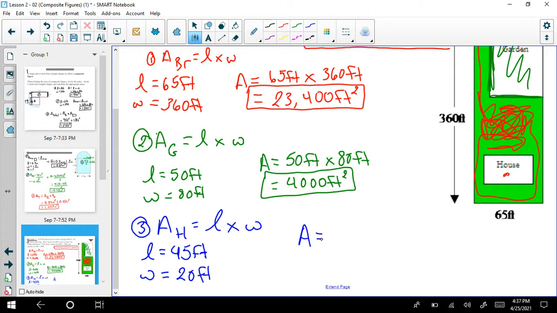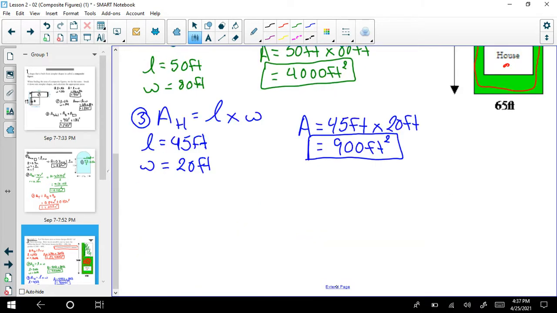So my area equals my length, which is 45 feet, times my 20 feet, which equals 900 feet squared. Perfect. Okay, so I've done step 1, which was break apart shapes into shapes I already know. My step 2 was to find the area of each of these shapes. So we've done both of those. Now our step 3 is to either add or subtract the areas together to get the total composite figure area. That was terrible English on my part, but that's okay.